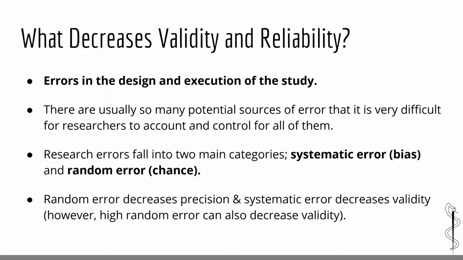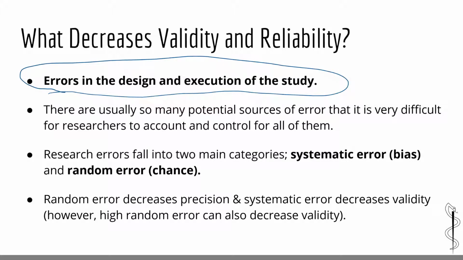So if researchers spend so much time and energy trying to increase validity and reliability, what causes the validity and reliability to be low despite their efforts? The answer is errors in the design and execution of the study. There are usually so many potential sources of error that it is very difficult for researchers to account and control for all of them. Research errors fall into two main categories: systematic error and random error. We're going to spend a lot of time talking about systematic error and random error in the next few chapters. For now, just recognize that random error tends to decrease precision while systematic error tends to decrease validity.